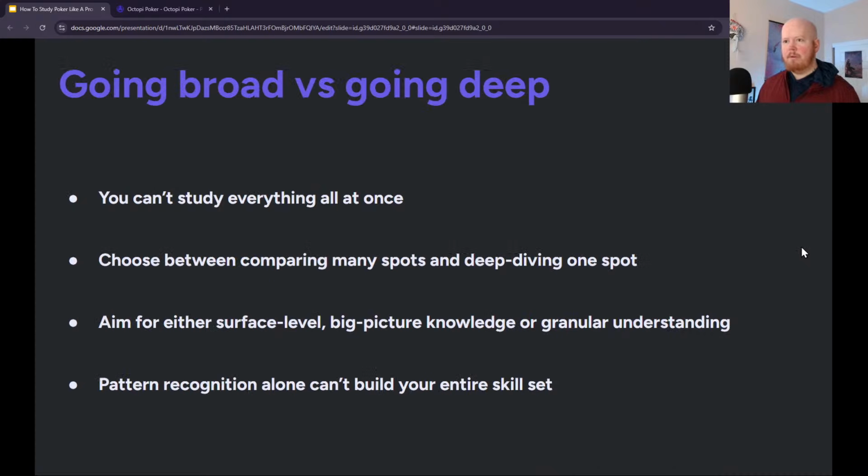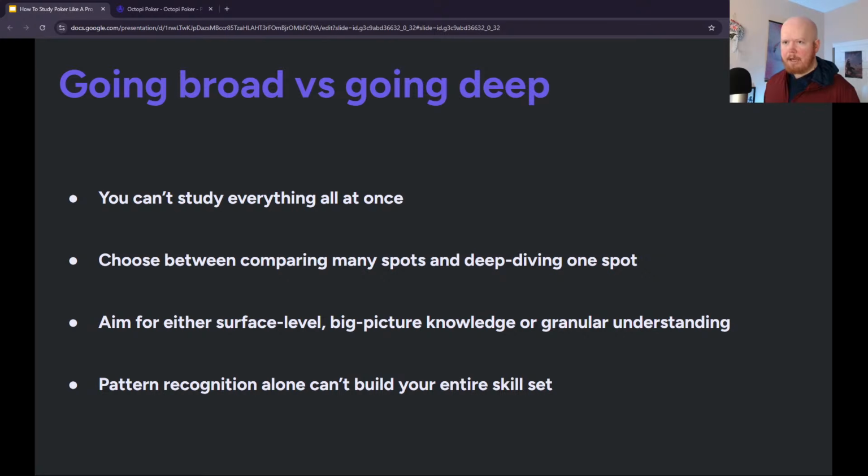So what does this mean? Well, there's really these two approaches of going broad and going deep. It hinges on the idea that you can't study everything all at once, right? You can't look at the whole game tree. You can't study every single potential spot and also study them all in detail.